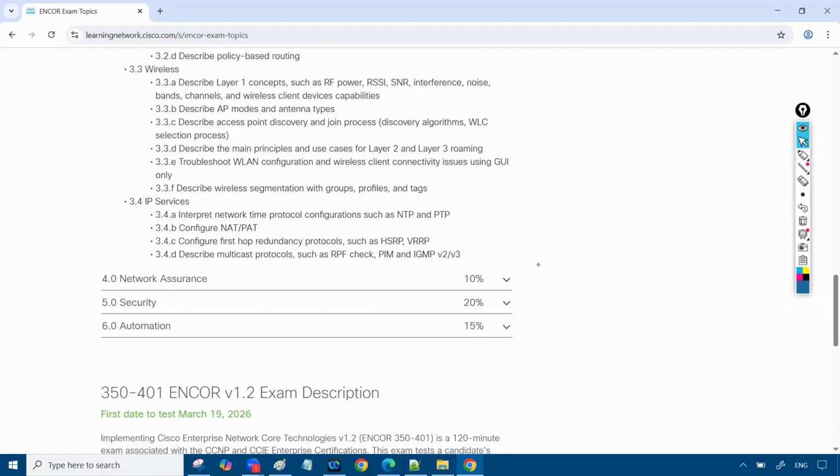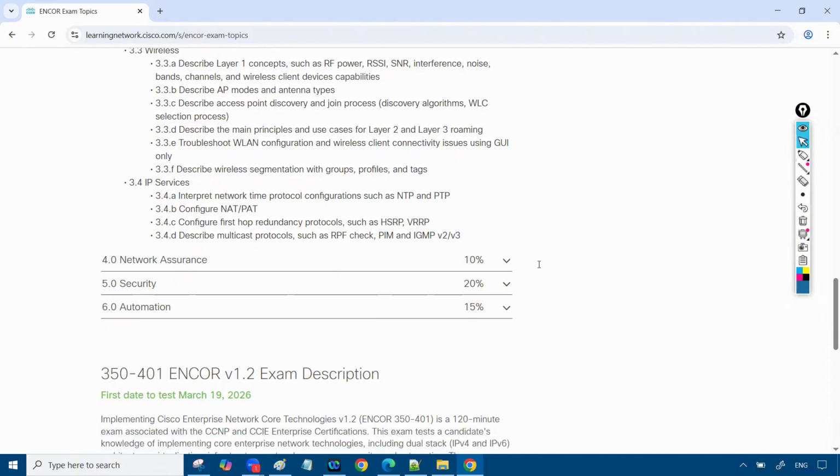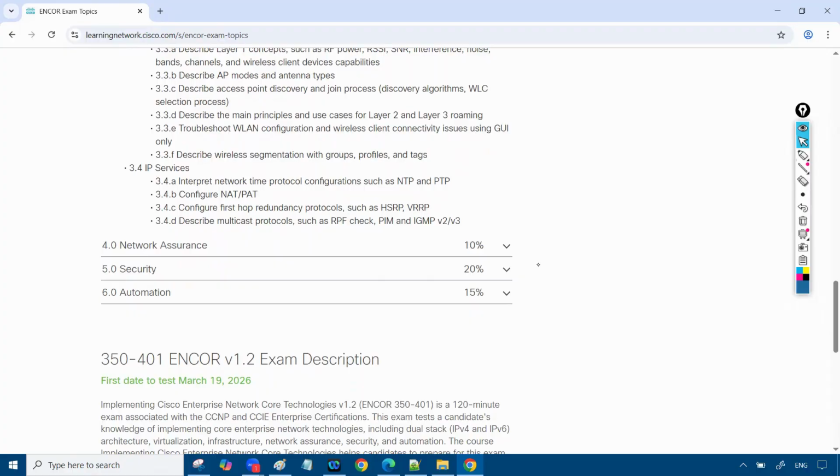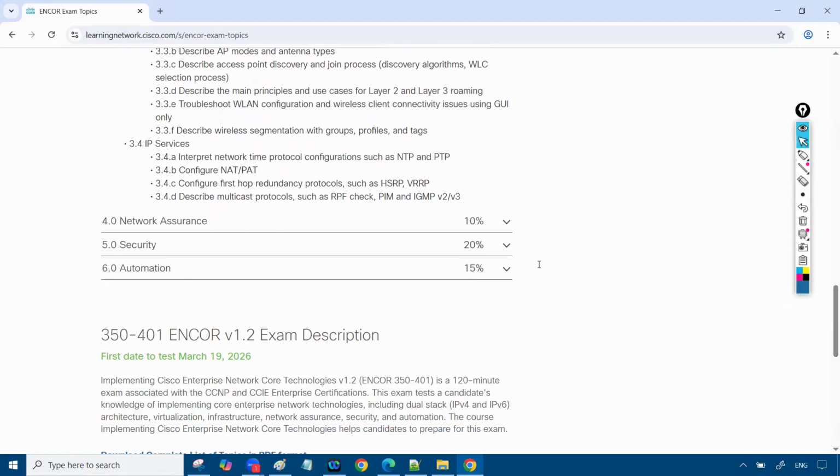Then you have first hop redundancy protocols like HSRP and VRRP. GLBP is not a part of the CCNP Enterprise. Then we have multicast protocols, like how you can perform loop prevention through the RPF check, and the PIM protocol, which has two modes, dense and sparse, and IGMP versions 2 and 3. All of these are described, but we do the lab as well.